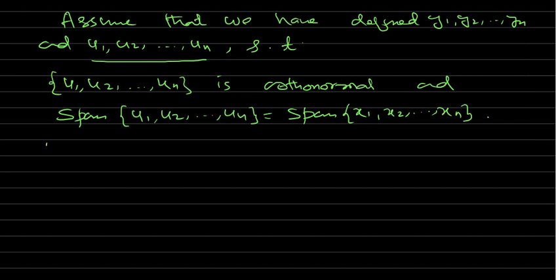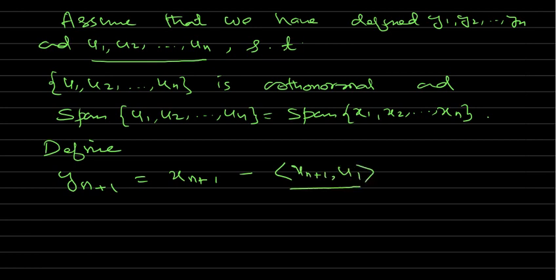So define, by the above formula, you have already defined the formula. Define yn plus 1 in terms of these u's, u1, u2, un. Okay, yn plus 1 is equal to xn plus 1, where x1, x2, and so on is an infinite linearly independent set, minus inner product of xn plus 1 with u1, that's a scalar here, times u1, then minus inner product of xn plus 1 with the second vector which you have already constructed, times u2, then minus and so on, minus, and now we have n terms here, xn plus 1 with un times un. Let's define this.